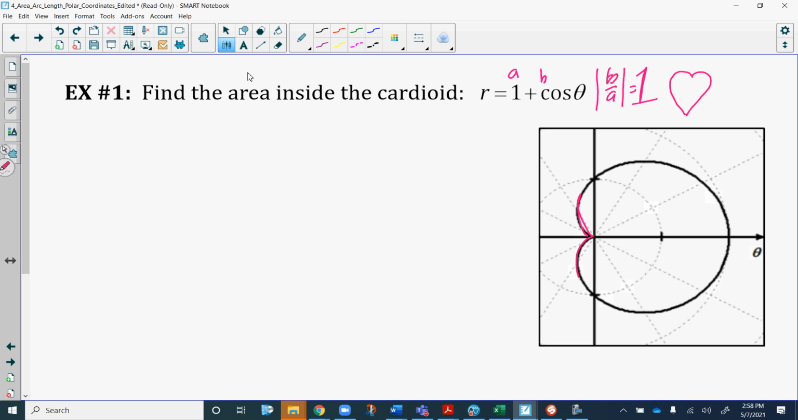So find the area of the cardioid. Now in this case we're not looking for a particular sector, we're looking for the entire thing. So the only way that I can get the area of the entire thing is if I go from 0 to 2 pi. It's the only way I can get the whole thing. And that's what we're asking for the area of, the whole thing.